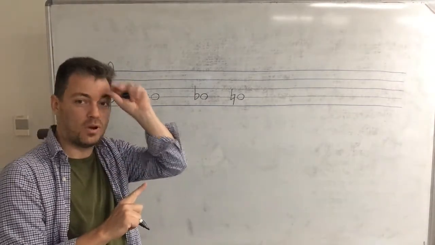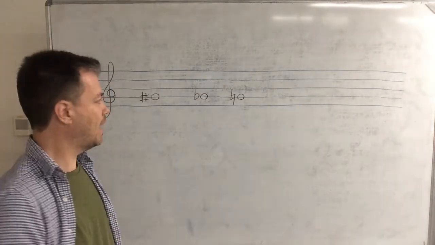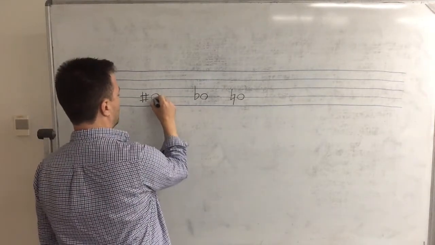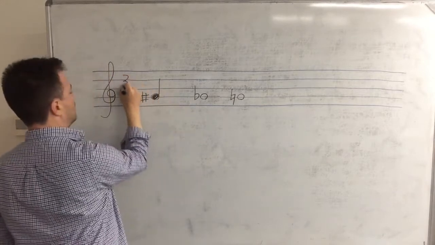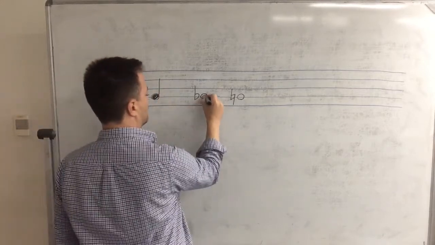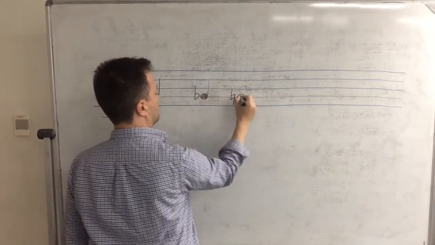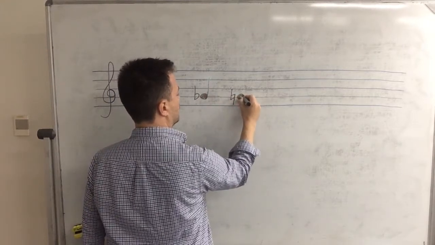Now let me explain why sometimes we need this. If we have a bar of music, I'm going to change these into crotchets, and I'm going to put us in 3/4. So that's a crotchet, that's a crotchet, that is a crotchet.